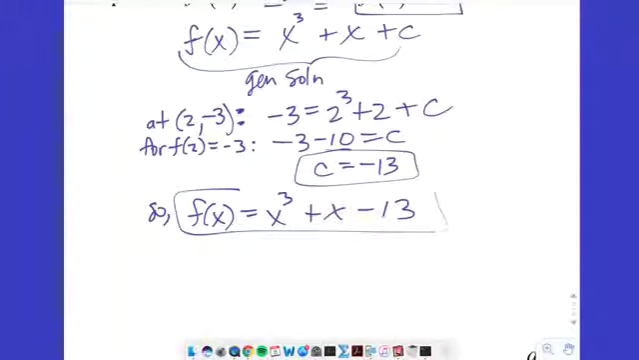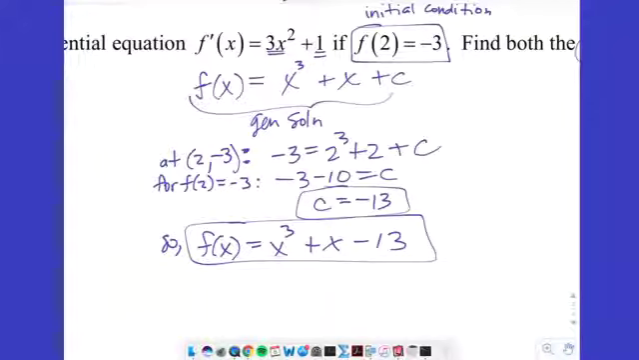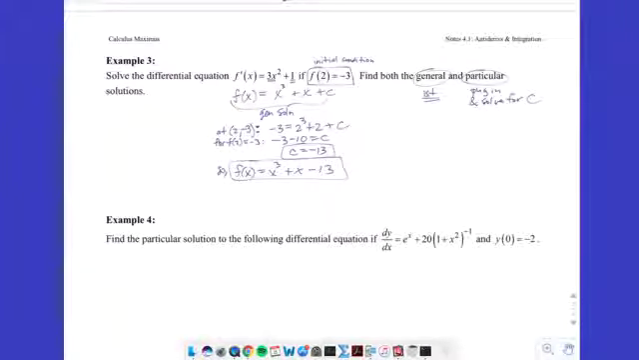And we call it a particular solution because it is the only function now in the whole wide world whose derivative is 3x squared plus 1 that passes through the point (2, negative 3). It's very particular. It's one of a kind. Okay, pretty easy stuff, right? Good. It gets more fun, I promise.